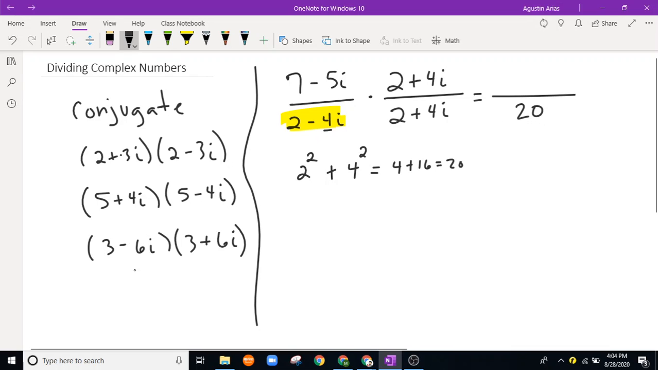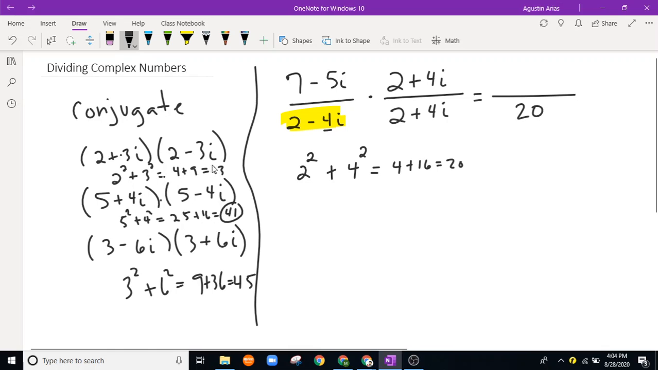So for example, on this one, I would take 3 squared plus 6 squared. That's 9 plus 36, which is 45. On this one, I would take 5 squared plus 4 squared, that's 25 plus 16, that's 41. That's the answer to this multiplication. This one would be 2 squared plus 3 squared, so that's 4 plus 9, that's 13. So that's the shortcut for these on the bottom. And the reason you can do that shortcut is because they are conjugates. That's how they're related to each other.